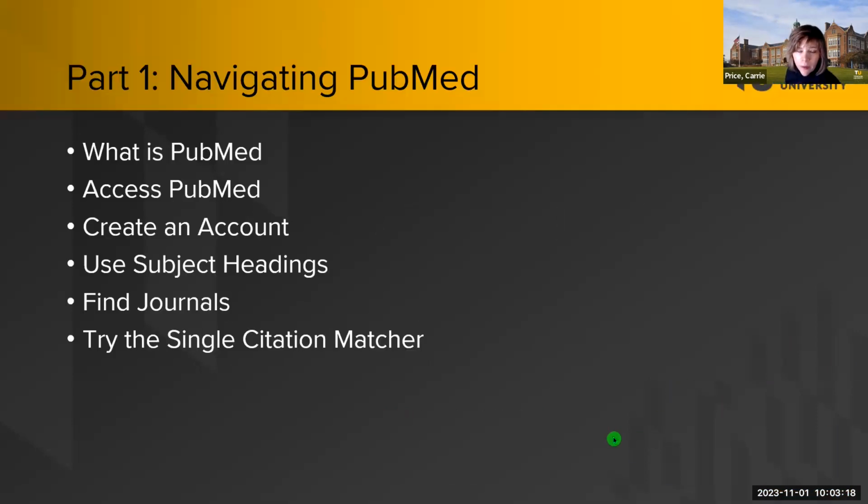And today we're going to break it up into two parts. We're going to talk about navigating PubMed. So what is PubMed? How can you access it? Creating an account, which adds some value to your user experience. Using subject headings, finding journals and finding out more about those journals. Using the single citation matcher to look up a citation that you remember some things, but not everything about.